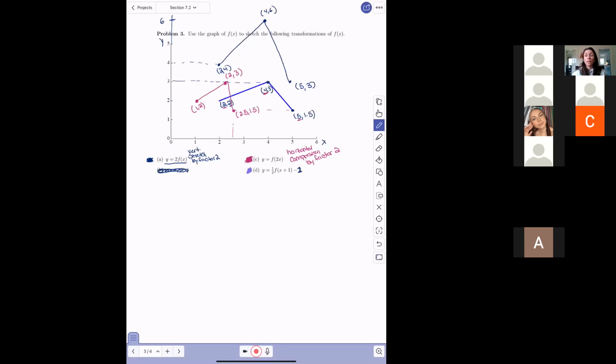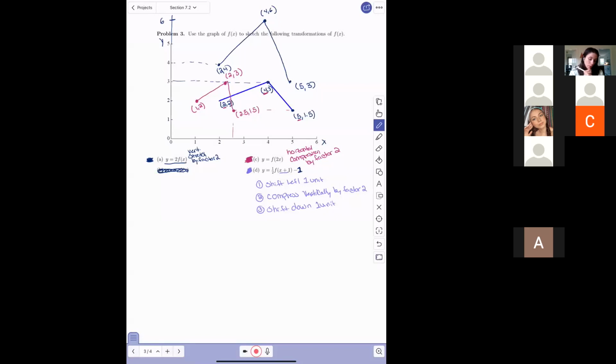All right, this next one, it's really important that we do things in the proper order. So first, we're going to take our input and we're going to shift left 1 unit. Then we'll take our output and divide it by 2. So we compress vertically by a factor of 2. And then lastly, we shift down 1 unit.